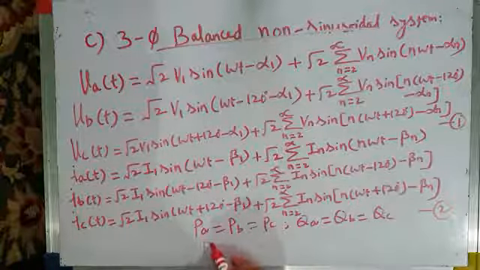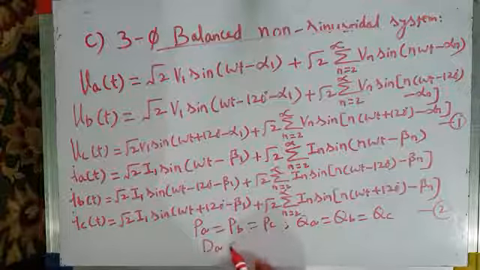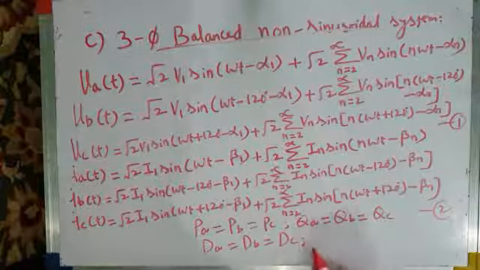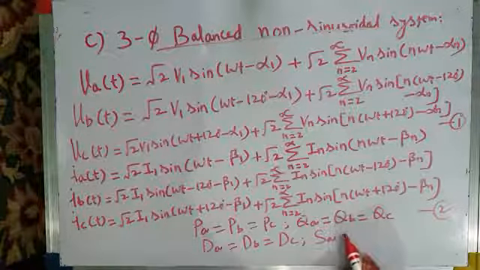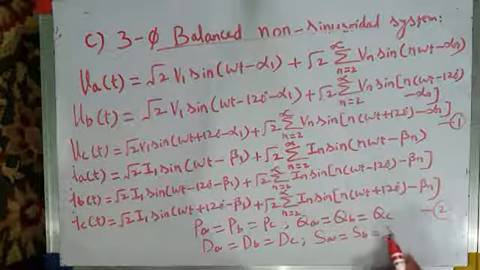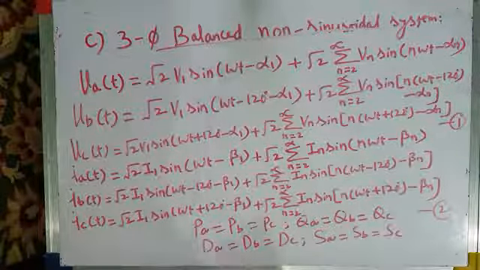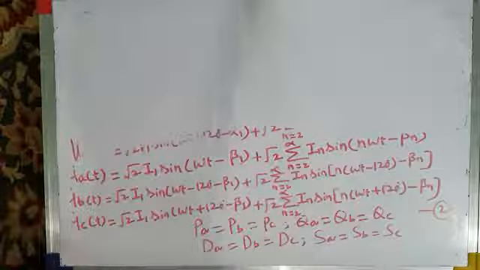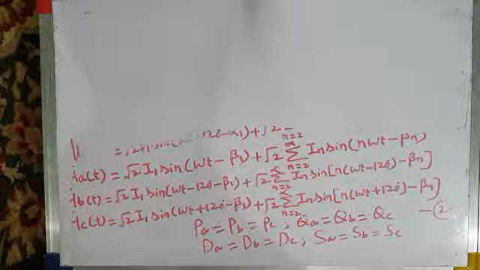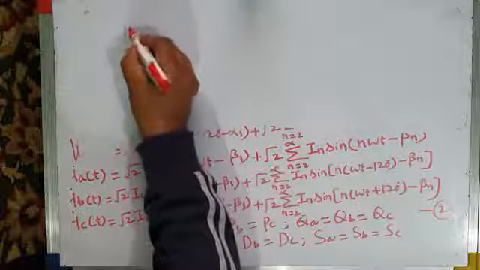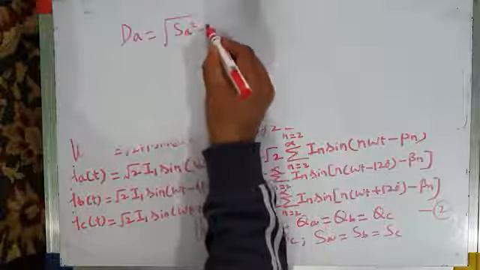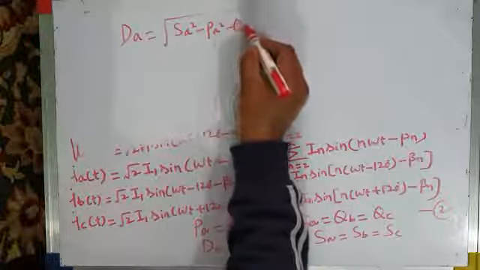Similarly, the distortion power of phase A is equal to distortion power of phase B is equal to distortion power of phase C, and apparent power of phase A is equal to apparent power of phase B equal to apparent power of phase C. Well, what is this distortion power? I have already discussed this distortion power in one of the lectures while I was discussing single phase non-sinusoidal systems. The distortion power dA is given by under root of SA square minus PA square minus QA square.